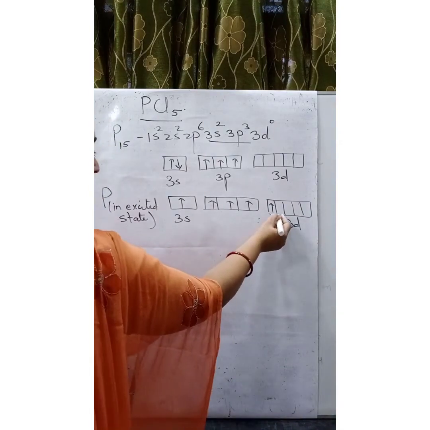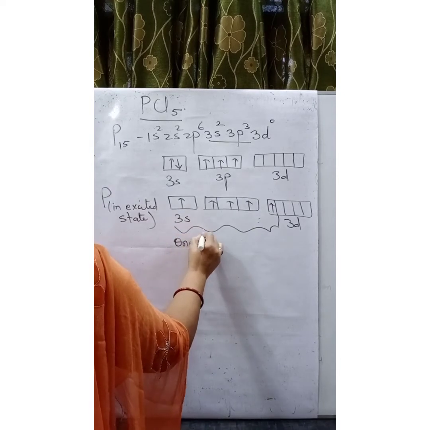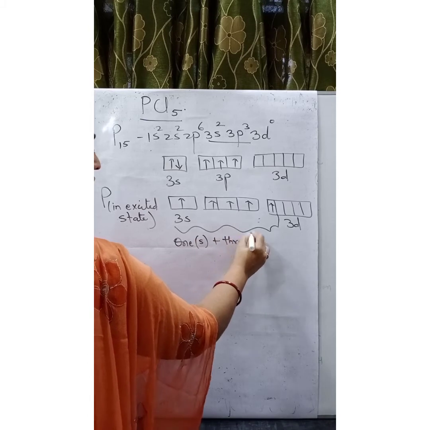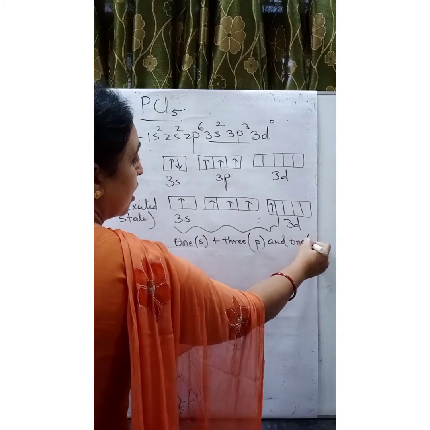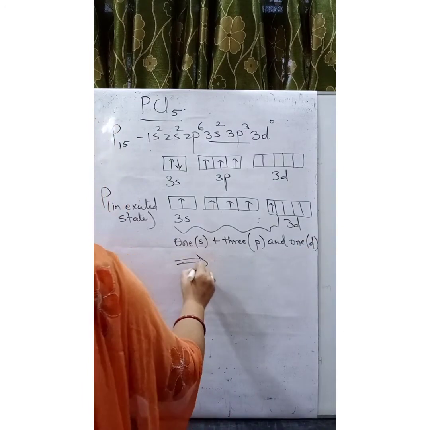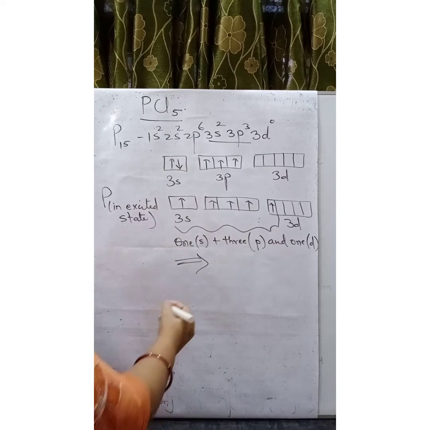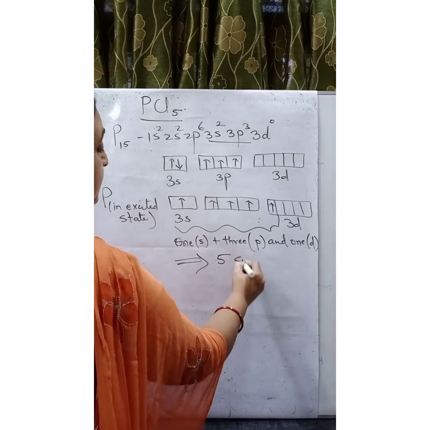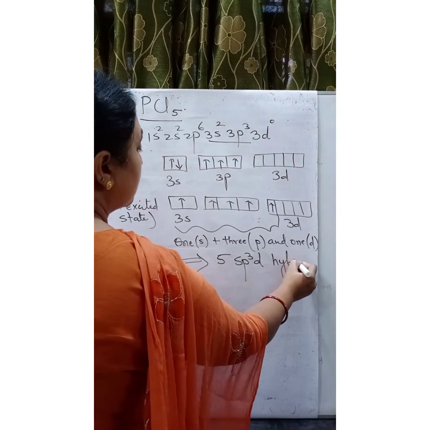Now this 1s, 3p and 1d orbital undergoes hybridization. So you can see 3, 4 and 5 are undergoing hybridization. So it forms 5 sp3d hybrid orbitals.